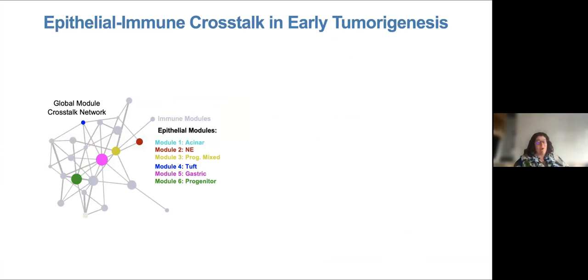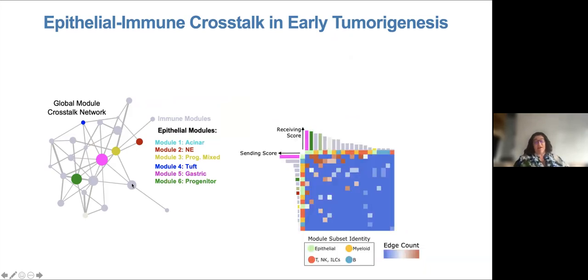So now, again, we want to understand these modules, and I personally can't understand a thing from these fuzzballs. So I like looking at it as a matrix of who can talk with whom and how many connections they have with each other, giving each module a sending score, how many signals it can send, and a receiving score.